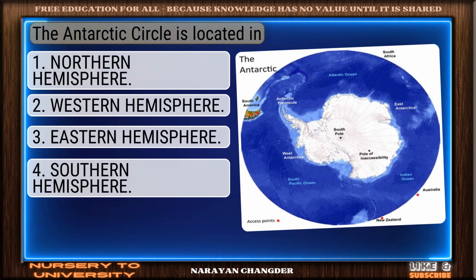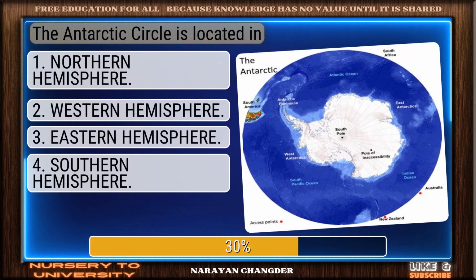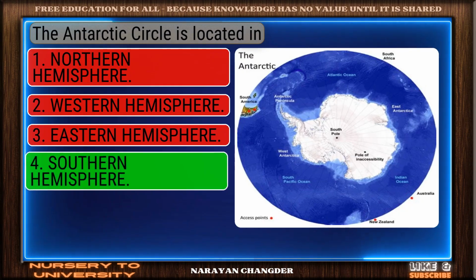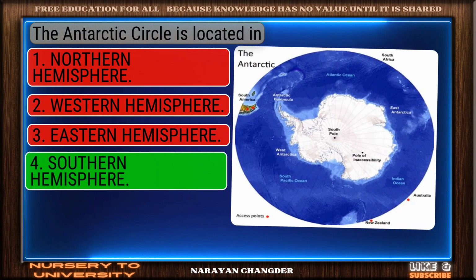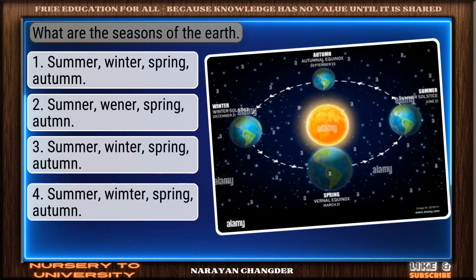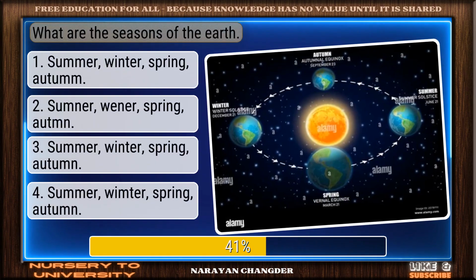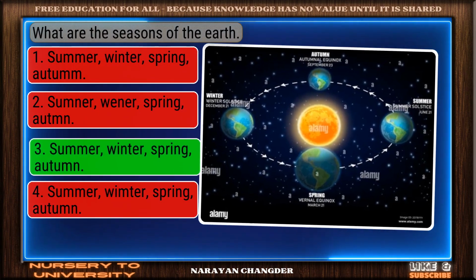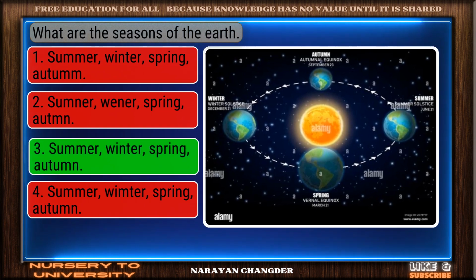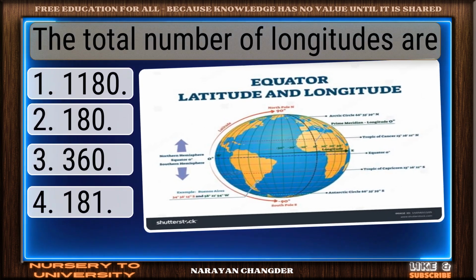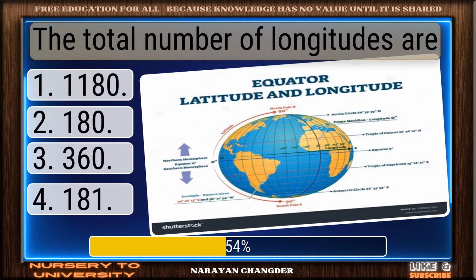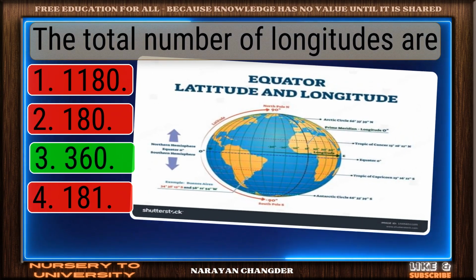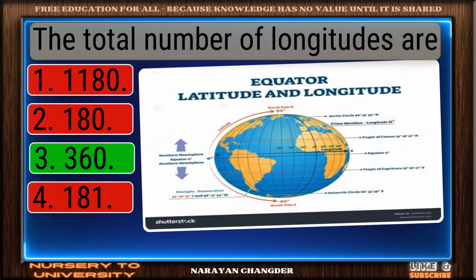The Antarctic Circle is located in... Perfect. Southern Hemisphere is the correct choice. What are the seasons of the Earth? On track. Summer, winter, spring, autumn is the correct answer. The total number of longitudes are... Clear logic. Your choice 360 is sound and 100% true.